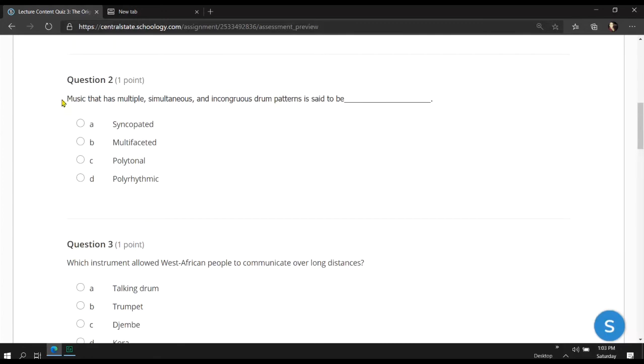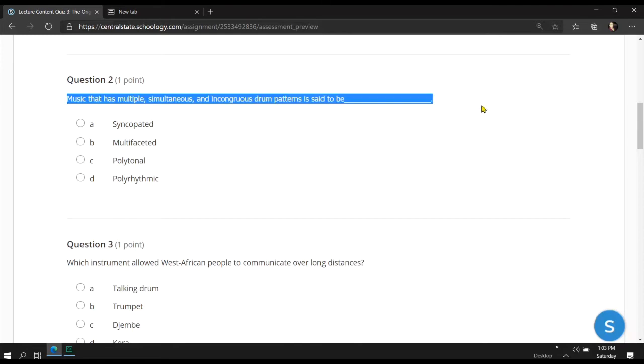Question 2. Music that has multiple simultaneous and incongruous drum patterns is said to be A. Syncopated, B. Multifaceted, C. Polytonal, or D. Polyrhythmic. The answer is D. Music that has multiple simultaneous and incongruous drum patterns is said to be polyrhythmic.